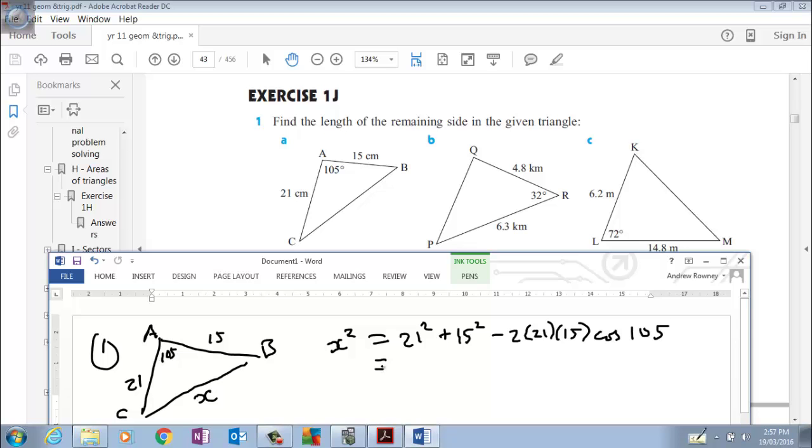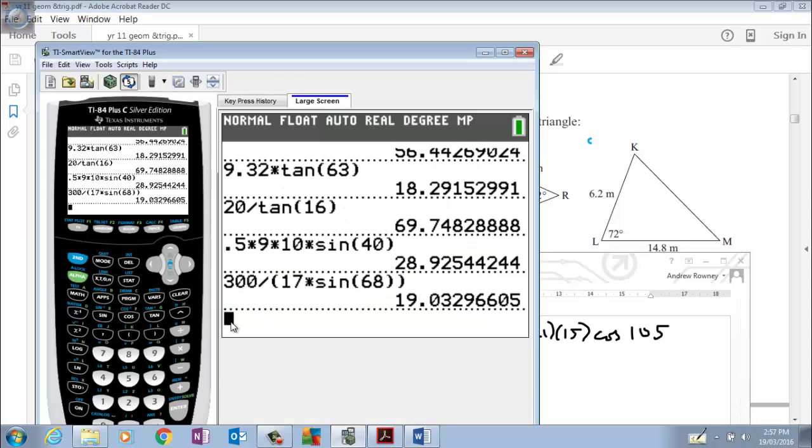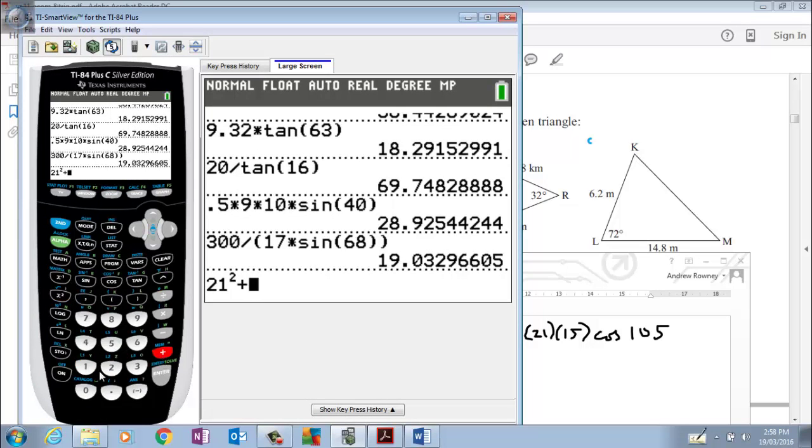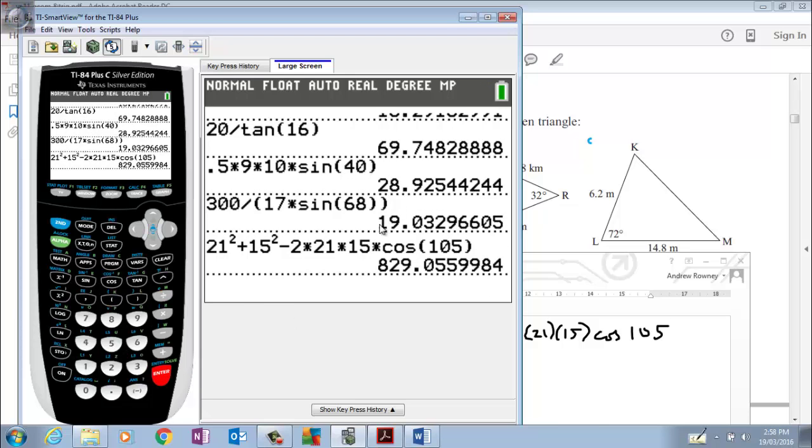Now we can put all of that into the graphics calculator. So it is 21 squared plus 15 squared minus 2 times 21 times 15 times cos of the angle between them, which is 105. Close the bracket, enter, and that's 829.